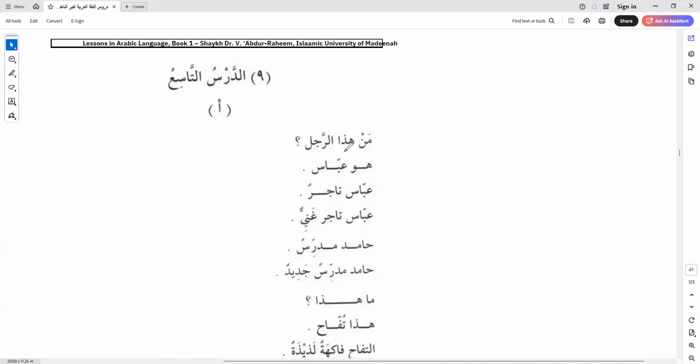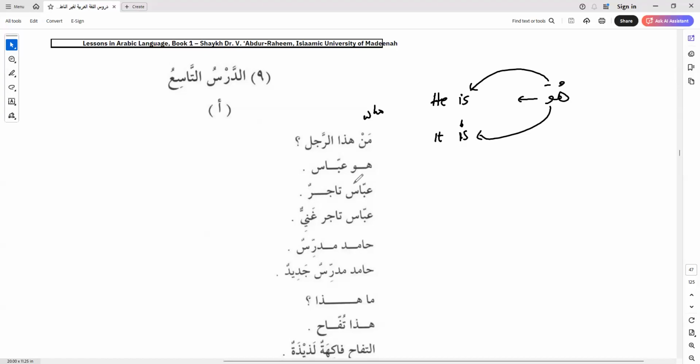Let's look at the passage. Man hadha rajul? Who is this man? Remember, man means who. Who is this man? Huwa Abbas. Huwa, he is. Remember, huwa can also be it is. When you use huwa to describe an inanimate object, then it is. But when it's animate, then it's he is. So ar-rajul, a man, is huwa. Huwa Abbas. He is Abbas.